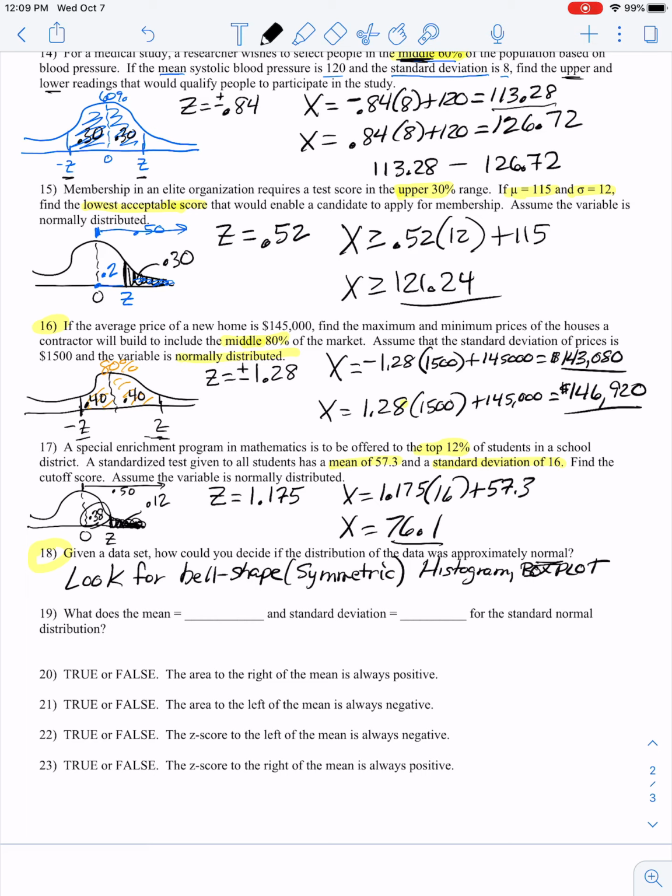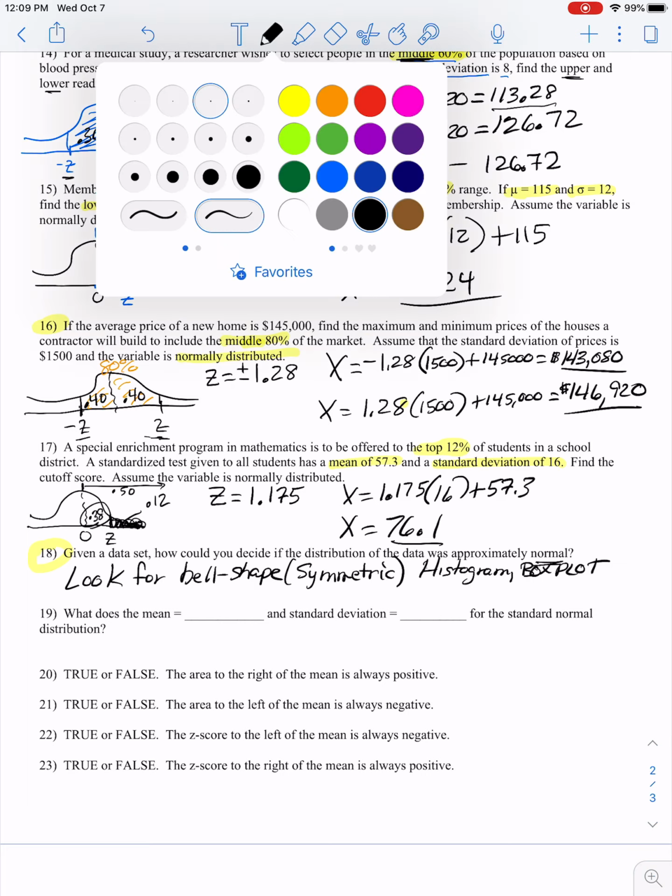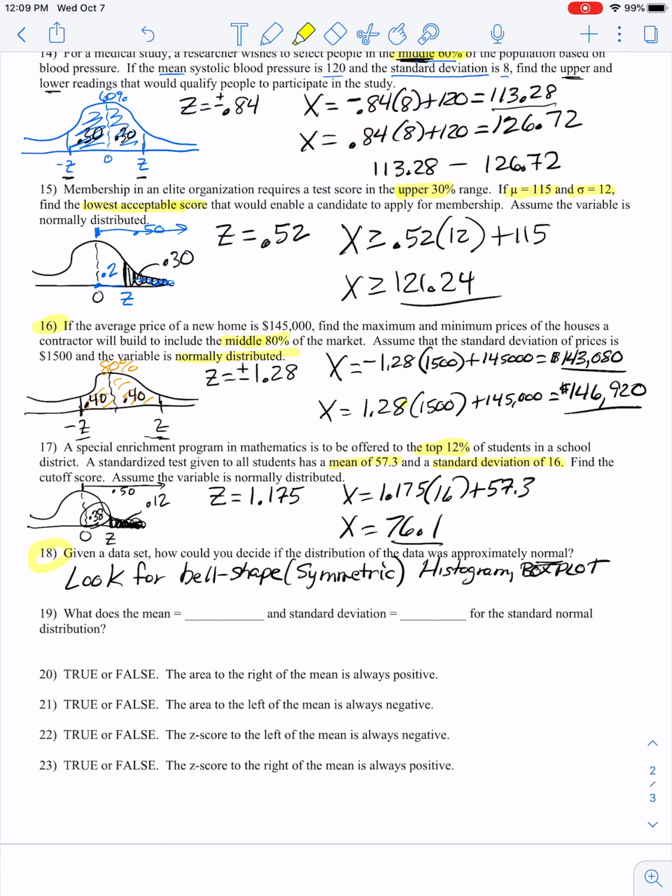Okay, what does the mean equal and the standard deviation equal for the standard normal distribution? Okay, well, as soon as it says standard normal, that's when we shift to a mean of 0 and the standard deviation is 1. Every time. Okay, every time. All right, lastly, we have some true-false questions. The area to the right of the mean is positive. True. Area is positive. The area to the left is negative. Okay, never. Area is always positive.